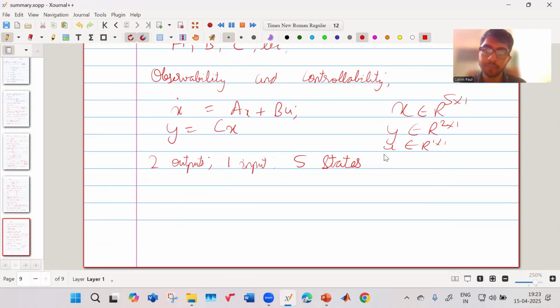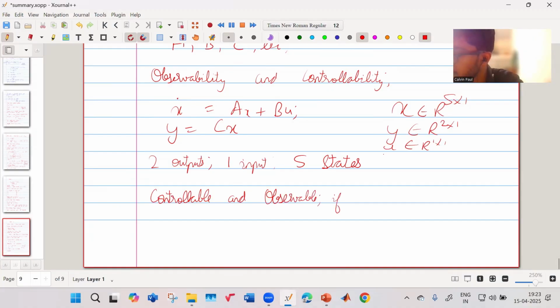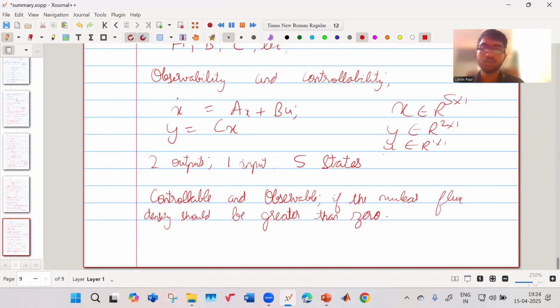It was also shown by Sir that if you observe only one output, the system is not observable. If you observe the second output alone, the system is not observable. But you have to observe all the outputs at a time so that the system will be observable. Finally, the system is observable. And it was proved that the system is controllable only if the nuclear flux density is greater than zero. So it was both controllable and observable under the condition that the nuclear flux density should be greater than zero.